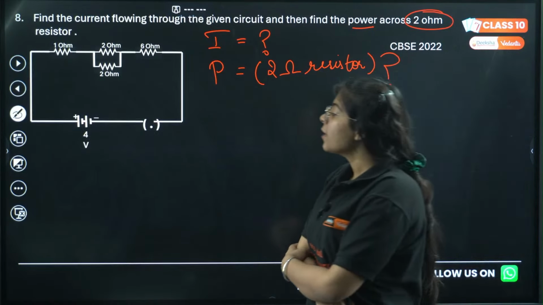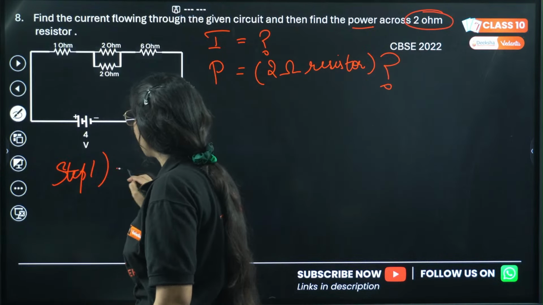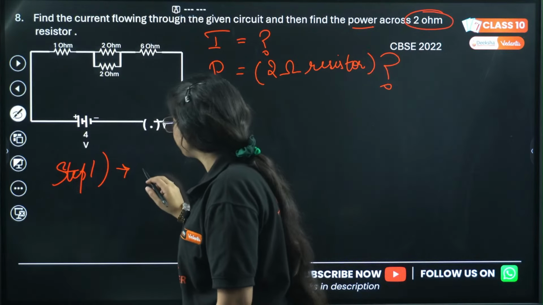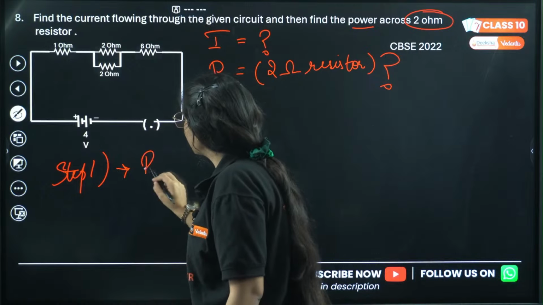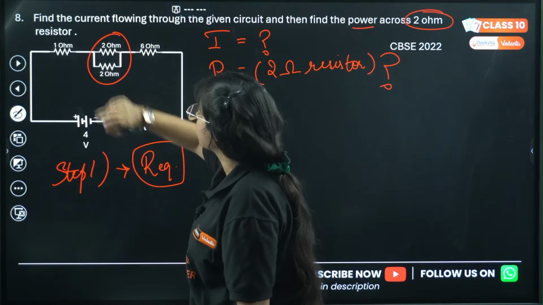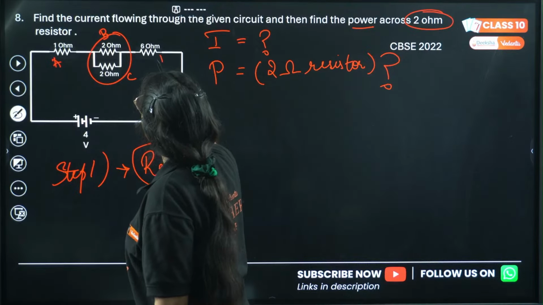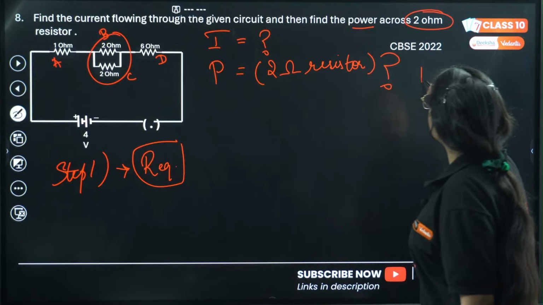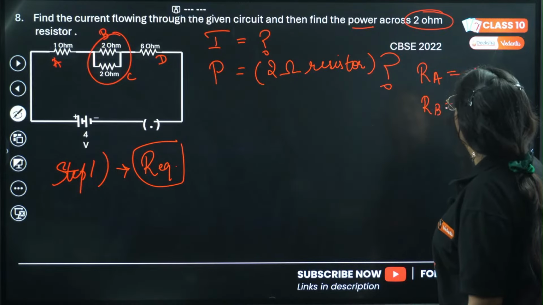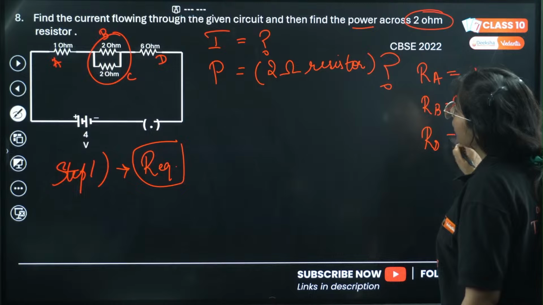Okay, let's see. So the first step, which I have told you multiple times, is that when you get some combination of resistors, you need to calculate equivalent resistance. Correct? So first we'll calculate the equivalent resistance of this particular circuit. Let's name these A, B, C and D. So RA is 1 ohm, RB and RC is 2 ohm, then RD is 6 ohm.